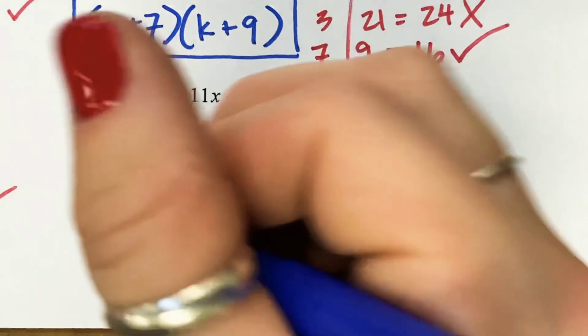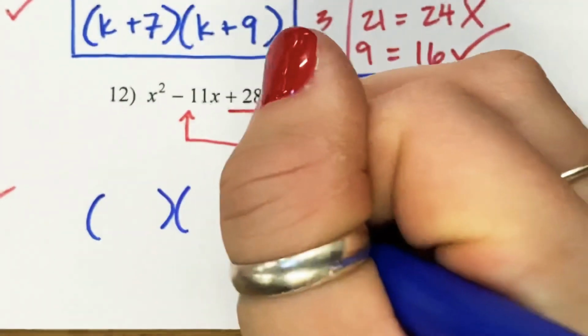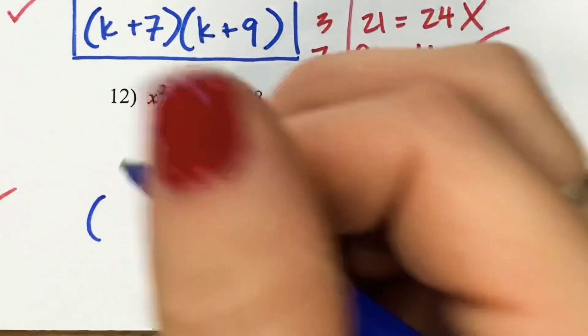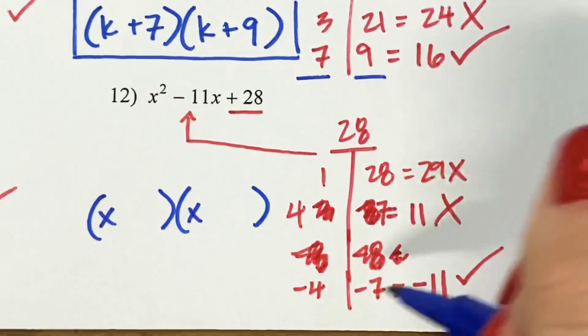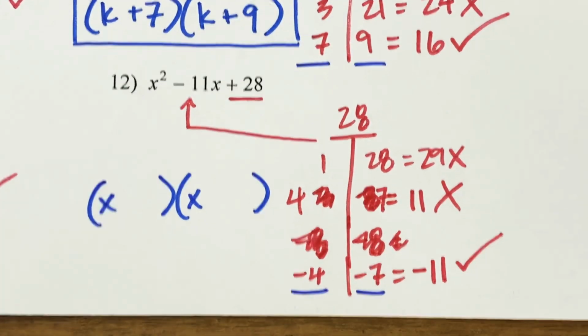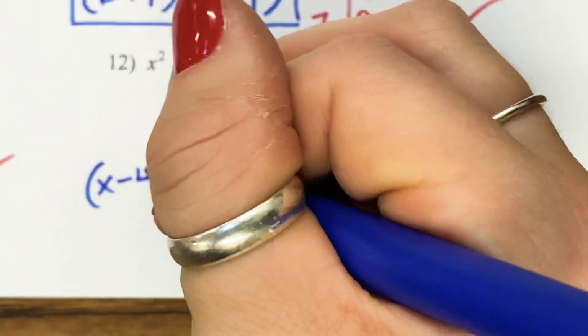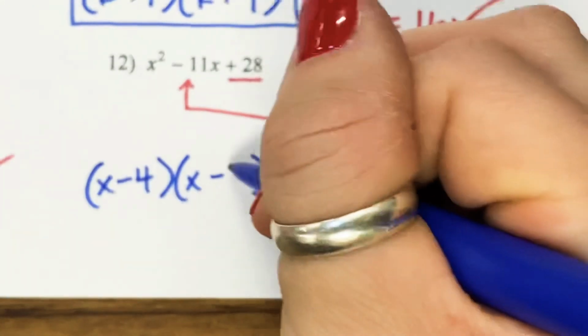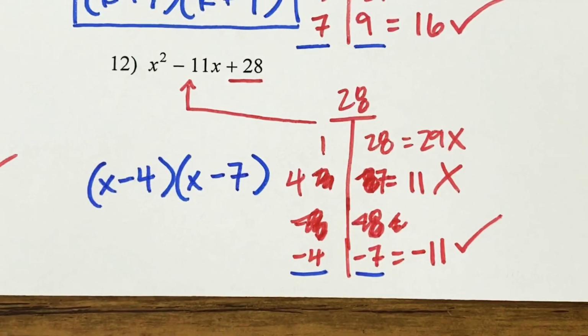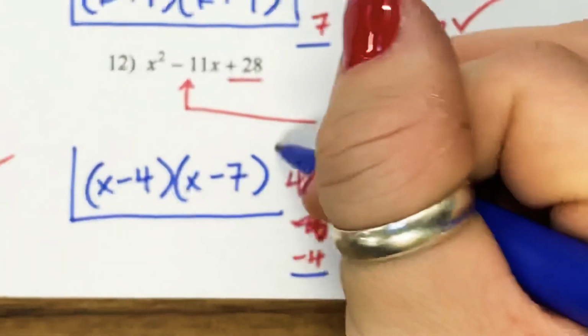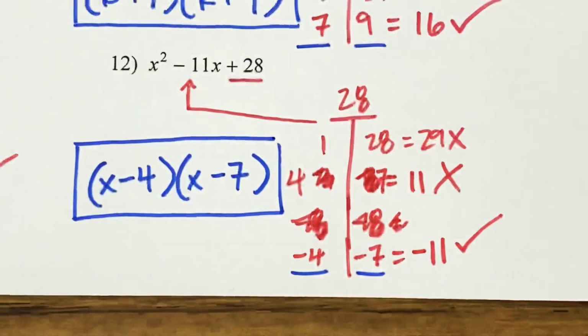Okay, so now that we found them, let's go ahead and write our parentheses. Put your variable in front, x and an x, and fill in the numbers that we found. Okay, so x minus 4 for -4, x minus 7 for -7. And that is factored.